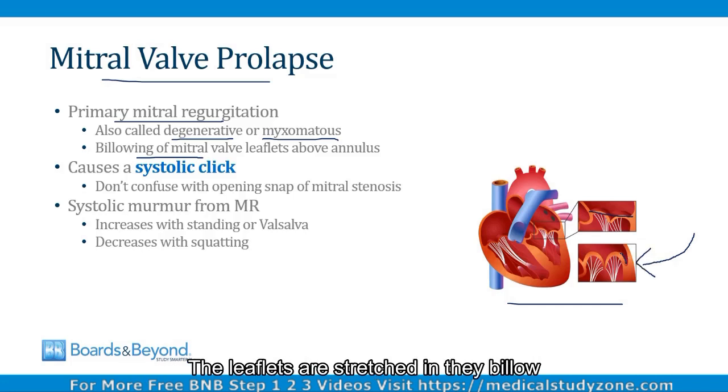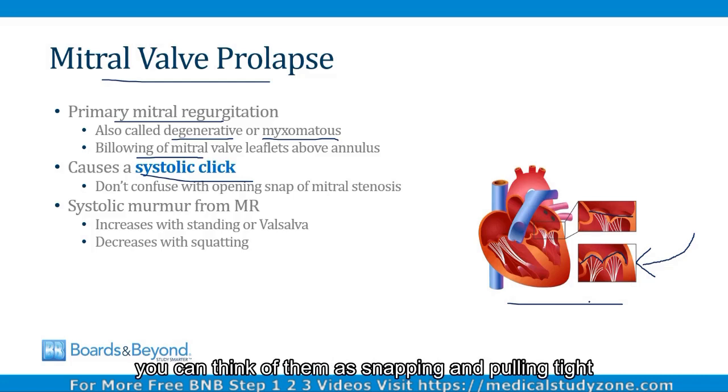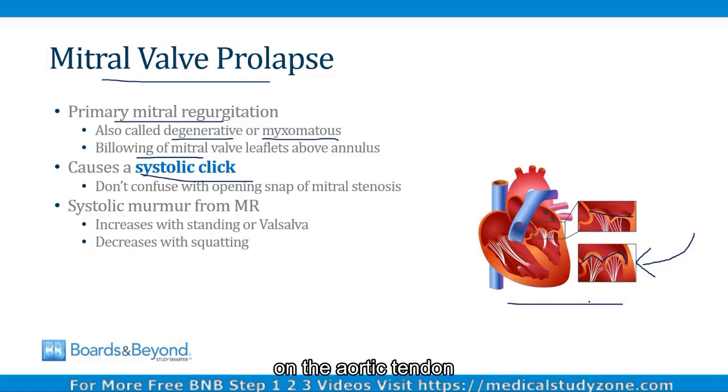The leaflets are stretched and they billow up into the left atrium. This will allow some degree of mitral regurgitation to occur, and over time the mitral regurgitation can progress and become severe. Mitral valve prolapse causes a systolic click, so when these leaflets billow up into the left atrium, you can think of them as snapping and pulling tight on the chordae tendineae, and that causes a clicking sound in systole.